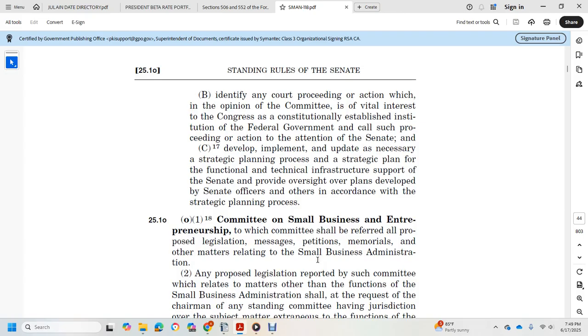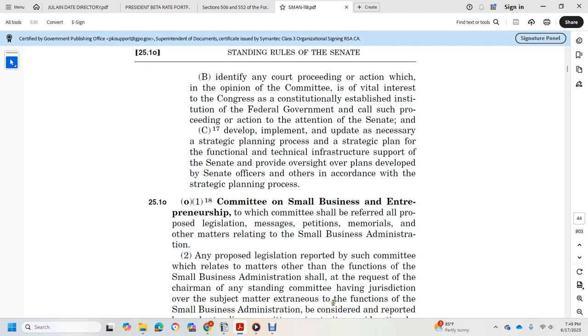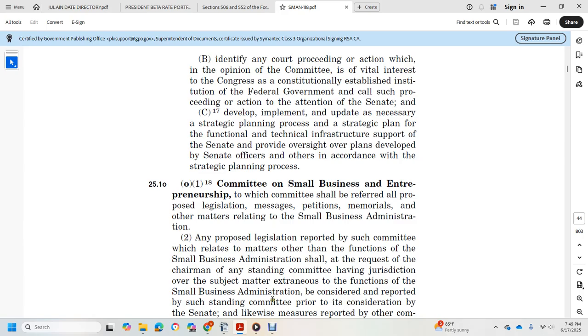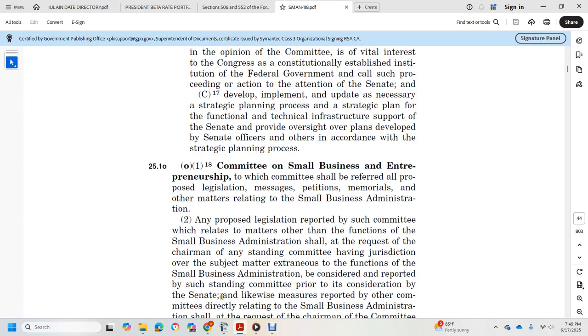The committee shall be referred all proposed legislation, messages, petitions, memorials, and other matters relating to the small business administration. Any proposed legislation reported by such committee which relates to matters other than those of the functions of the small business administration shall, at the request of the chairman of any standing committee having jurisdiction over the subject matter extraneous to the functions of the small business administration, be considered and reported by such standing committee prior to consideration by the Senate.